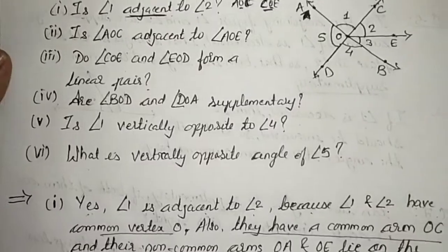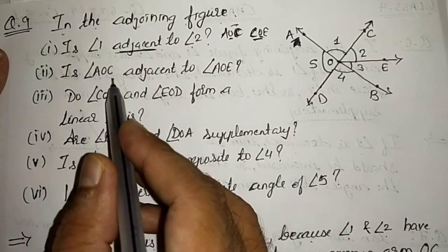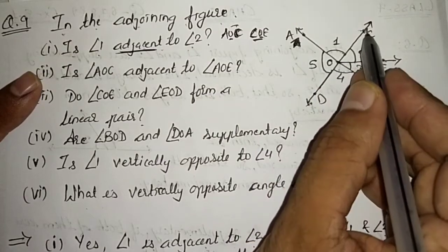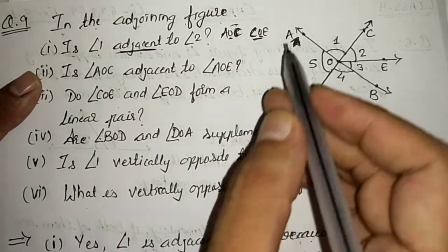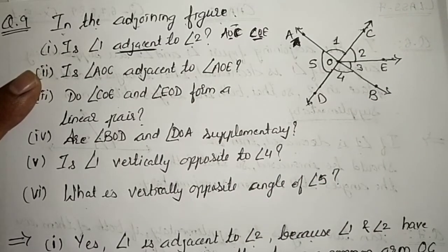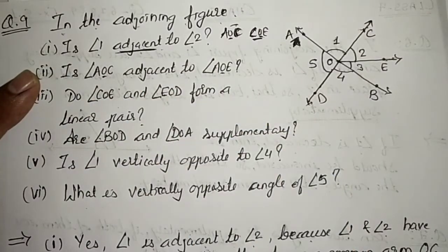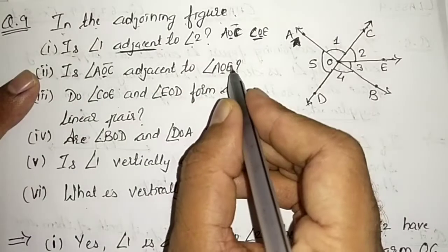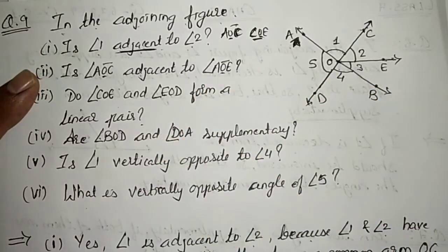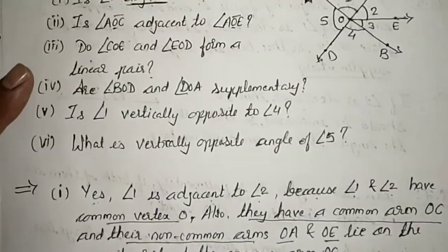Now let us move to the second part. Is angle AOC adjacent to angle AOE? Let us see. Where is AOC? Is it adjacent to angle AOE? Definitely not. Why? Again we will apply the rule. They have the common vertex, yes. But do they have a common arm? Here OC, here also OC? No, not a common arm. So we will say they are not adjacent angles.